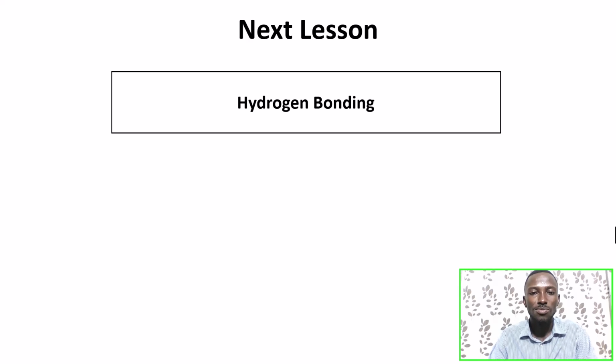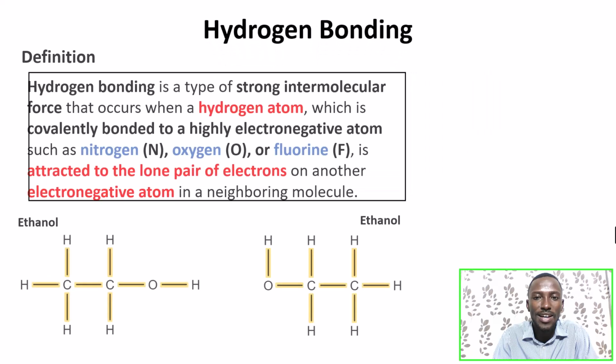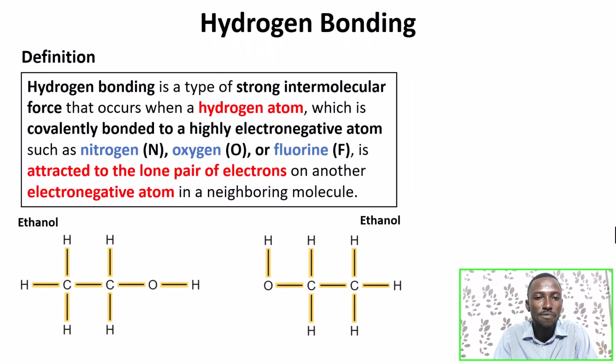In our next lesson, we'll be discussing hydrogen bonding. So what are we to expect in the hydrogen bonding lesson? We'll define what hydrogen bonding is. Then we'll explain how hydrogen bonding occurs in ethanol, explain lone pair electrons, and then we'll look at some other compounds that also have hydrogen bonding.